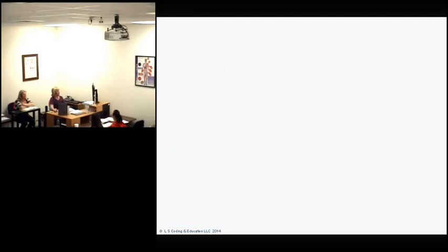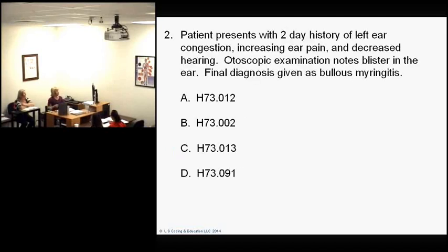Okay, number two. Patient presents with two-day history of left ear congestion, increasing ear pain, and decreased hearing. Otoscopic examination notes blister in the ear. Ouch. Final diagnosis as bullous myringitis.